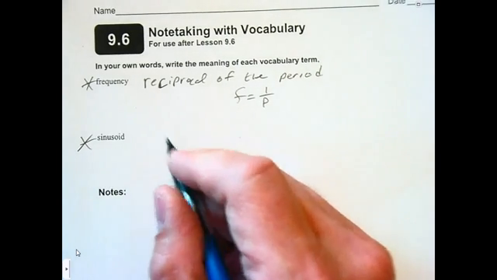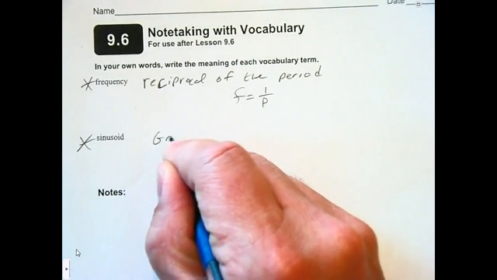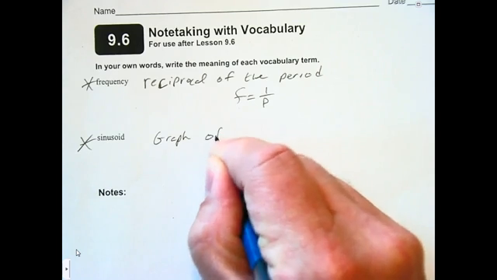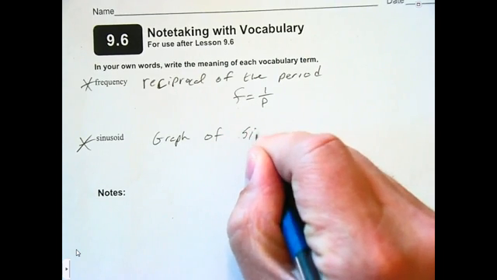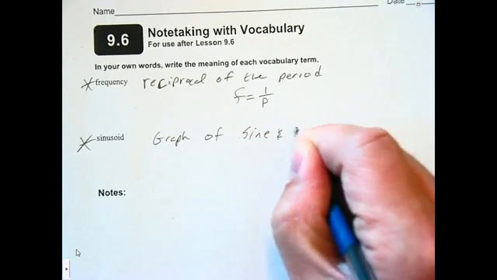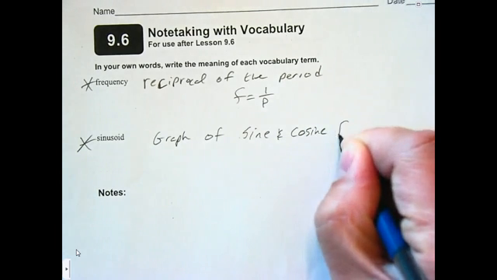Sinusoid. Sinusoids are graphs of sine and cosine functions.